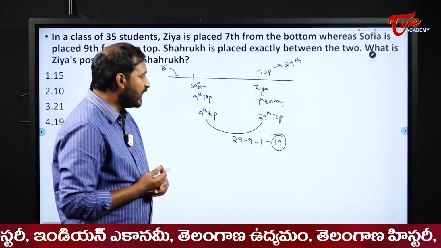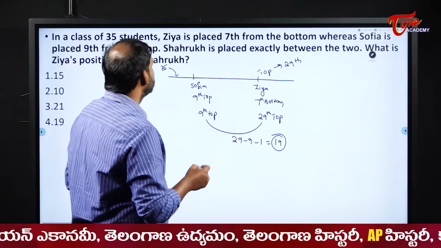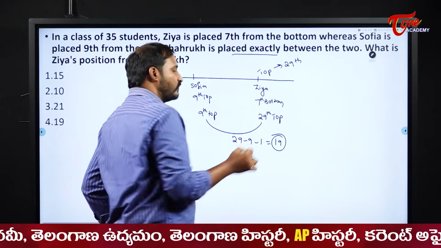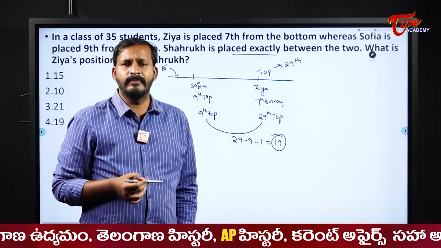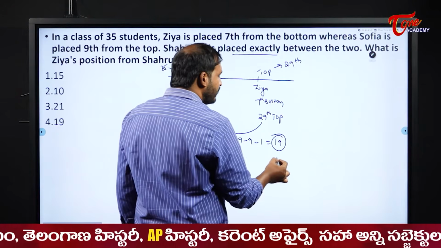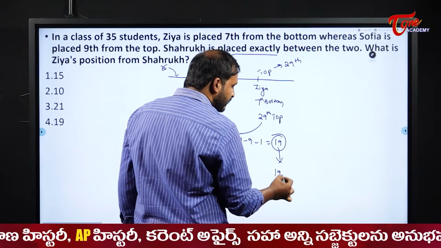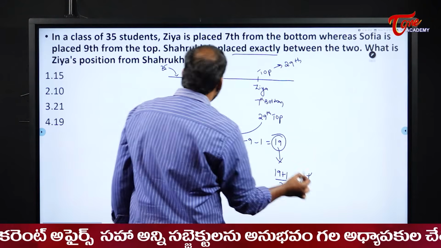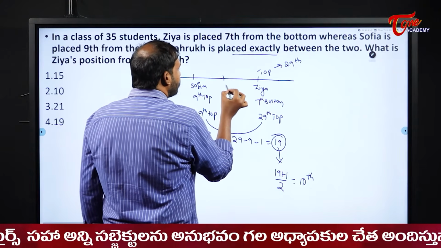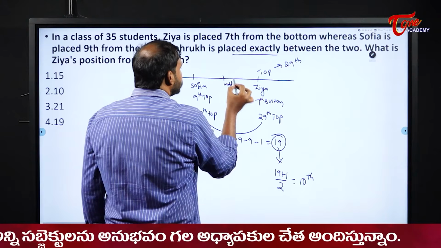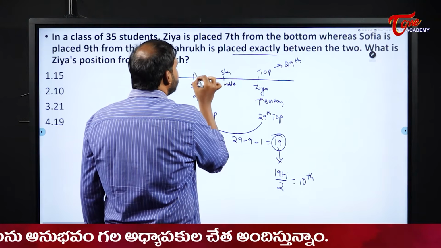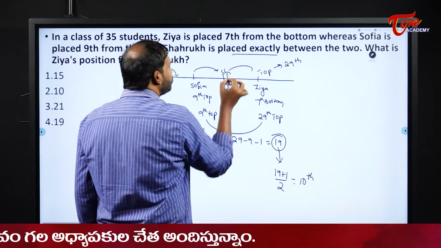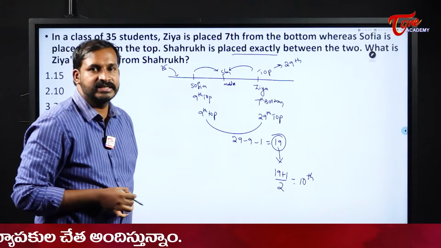There will be 19. In those 19 positions, what are they asking us? Shahrukh is placed exactly between the two. What is the middle position in 19 positions? It is 19 plus 1 by 2, that is equal to the 10th position. That means Shahrukh will be somewhere in the middle. He will be 10th from Sophia and he will be 10th from Zia. Why? Because he is in the middle.